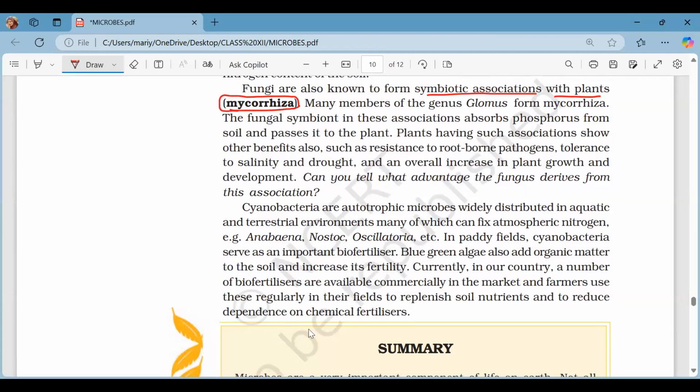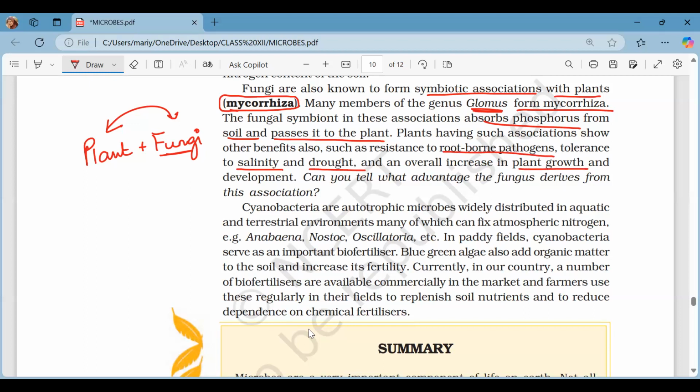Now, many members of the genus Glomus form mycorrhiza. Here, the plant and the fungus are living together in an association. So we call it symbiotic. Why? Because both of them are benefiting each other. The fungal part absorbs phosphorus from the soil and gives it to the plant. And because of the fungus, the plant also shows resistance to root-borne pathogens, tolerance to salinity and drought, and because of which the plant growth increases.